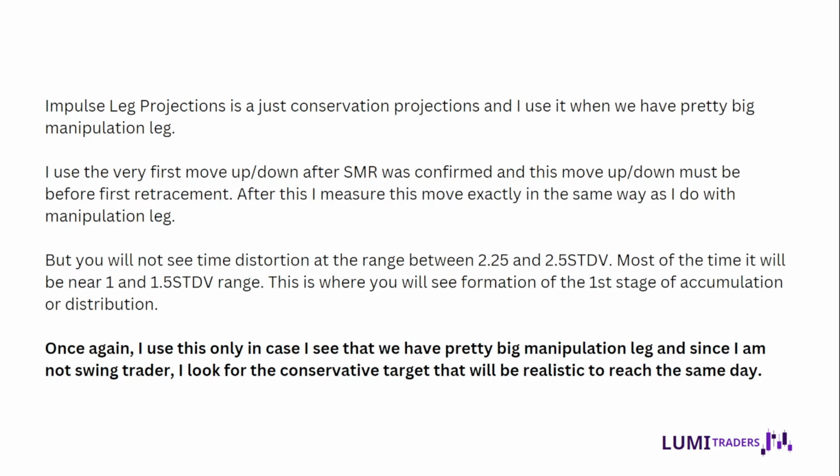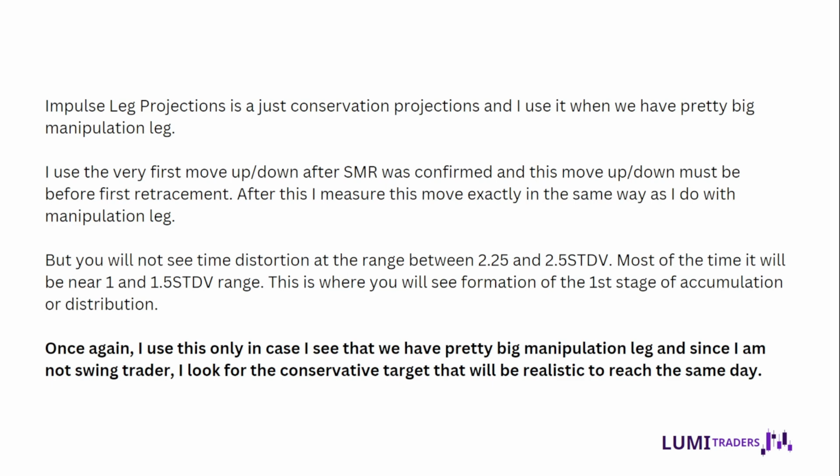I use the very first move up or down, depends on direction, after smart money reversal. So this move, I'm going to measure the very first move, for example, up before first retracement. After this, I measure this move exactly the same way. This means I use exactly the same levels that I use for manipulation leg. But you will not see time distortion at the range between 2.25 and 2.5. Most of the time, it will be near 1 and 1.5 standard deviation of this impulse leg. This is where you will see formation of first stage of accumulation or distribution.